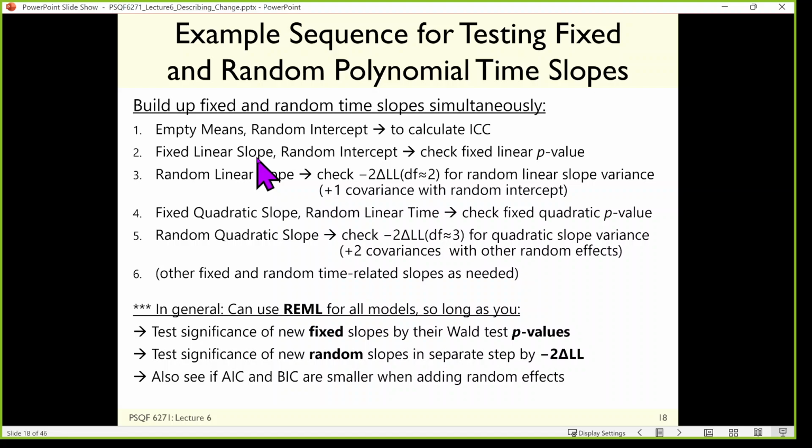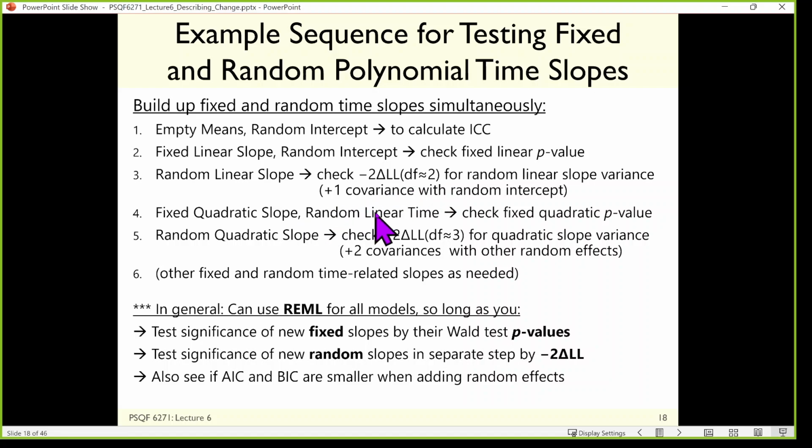Then I would do fixed linear time slope, and you can stare directly at the Wald test p-value for that because it's a fixed effect. So estimate divided by standard error gives you a test statistic, no problems. Once you add a random linear time slope, though, then we would need to do a likelihood ratio test to evaluate that, and it would be 2 degrees of freedom because we've added a covariance with the random slope variance.